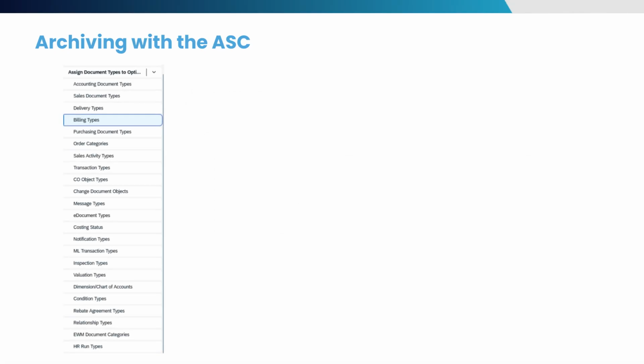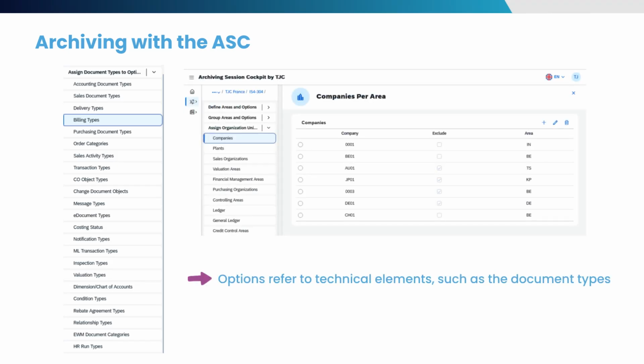With Option, we can specify technical elements. Options relate to different parts of SAP, such as the document types. For example, a billing document can be archived based on a billing type as defined in SAP customizing. One billing type could be archived with 6-month residence time and another one with 24 months residence time.